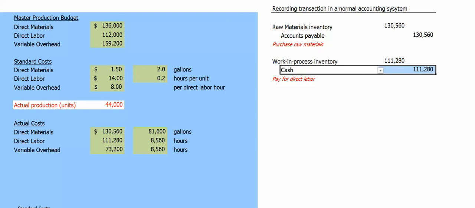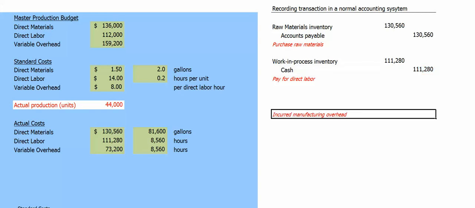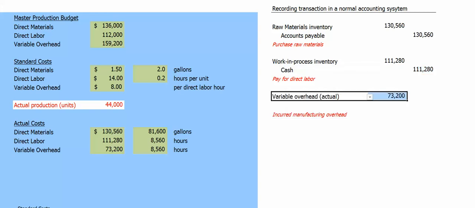And then, of course, for manufacturing overhead, we will debit variable manufacturing overhead, the actual side or the left-hand side of the account, and we will credit some sort of accounts payable.